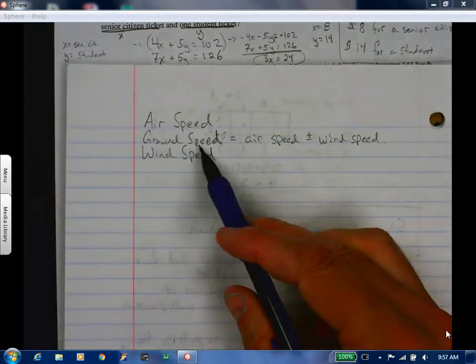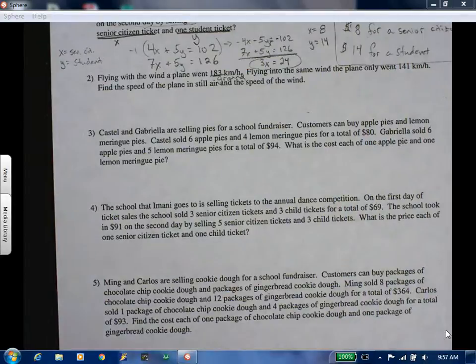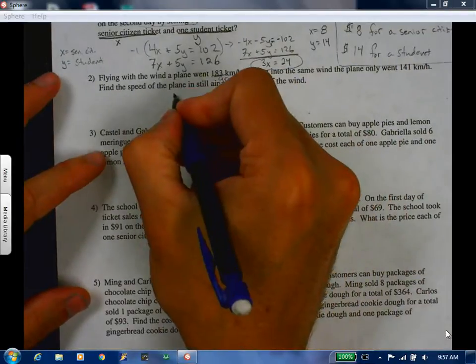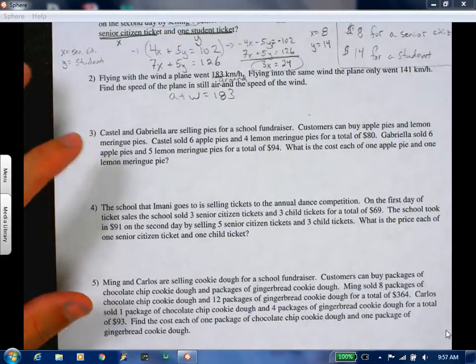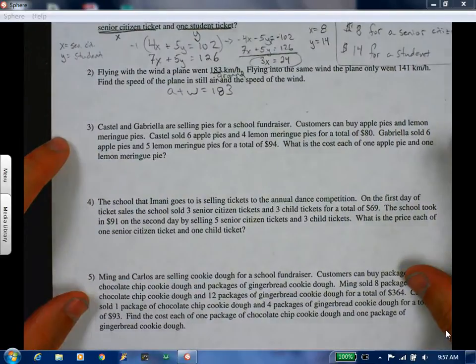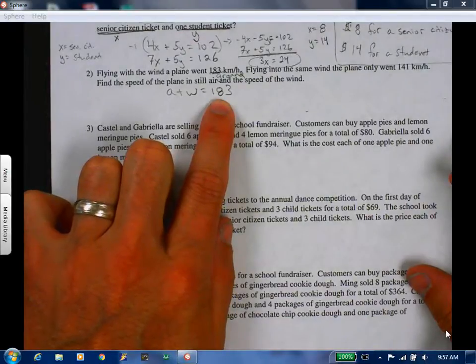So if you're flying with the wind, is it pushing you or fighting against you? Pushing you. The wind's from behind, so it's pushing you. So airspeed plus wind speed equals 183. That's all you have to do for the first one. Airspeed plus wind speed equals ground speed. That 183 is the ground speed. That's in relationship to the ground.